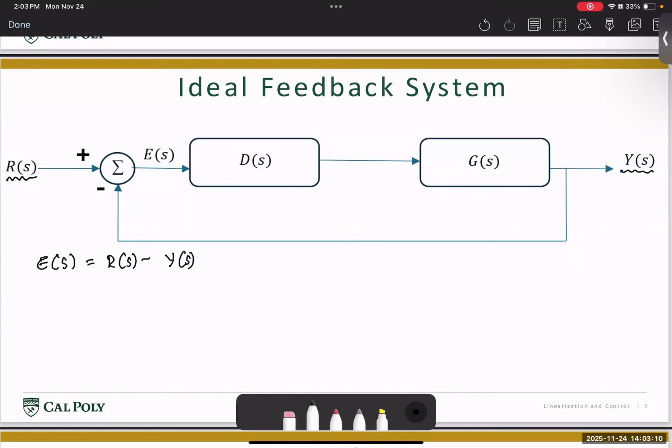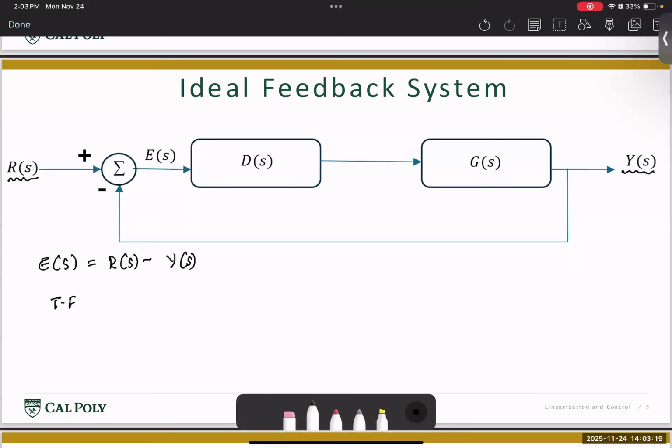And the total transfer function is nothing but the response of the system to any input that we provide. In this case, the transfer function TF is given by G of S times D of S divided by 1 plus D of S G of S. This is nothing but a transfer function, which is nothing but output by input.